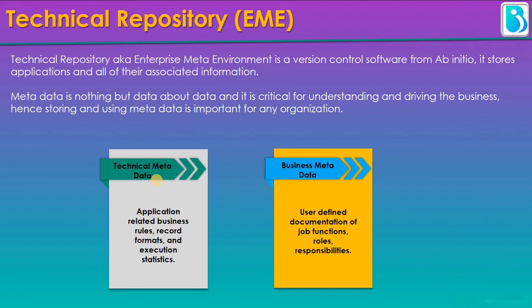Ab Initio also stores two types of metadata in EME: technical metadata and business metadata. What is technical metadata? Application related business rules, record formats, and execution statistics will be categorized as technical metadata. User defined documentation of job functions, roles, and responsibilities will be categorized as business metadata. Both these kinds of information can be stored in EME and are easily accessible for developers and operations teams.